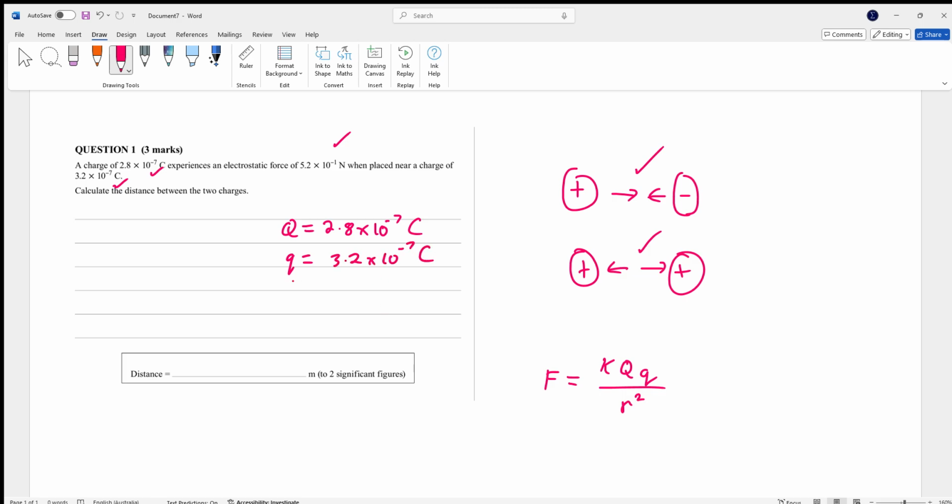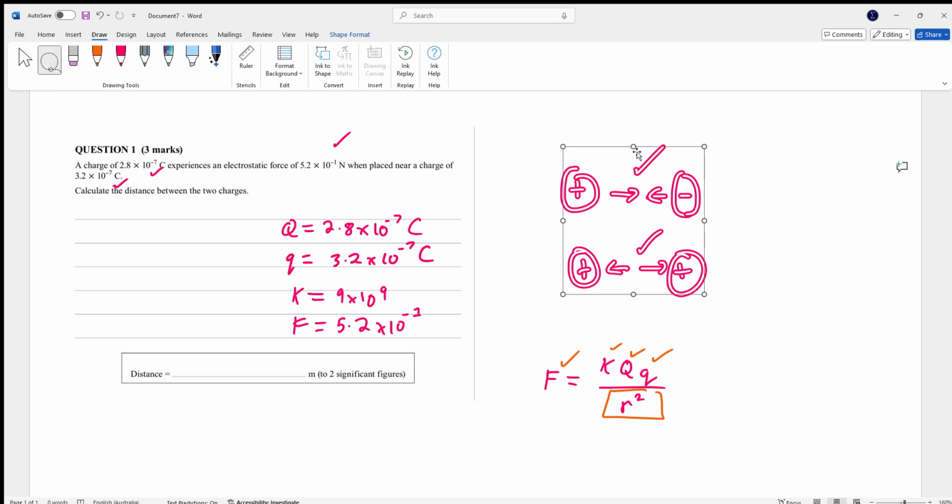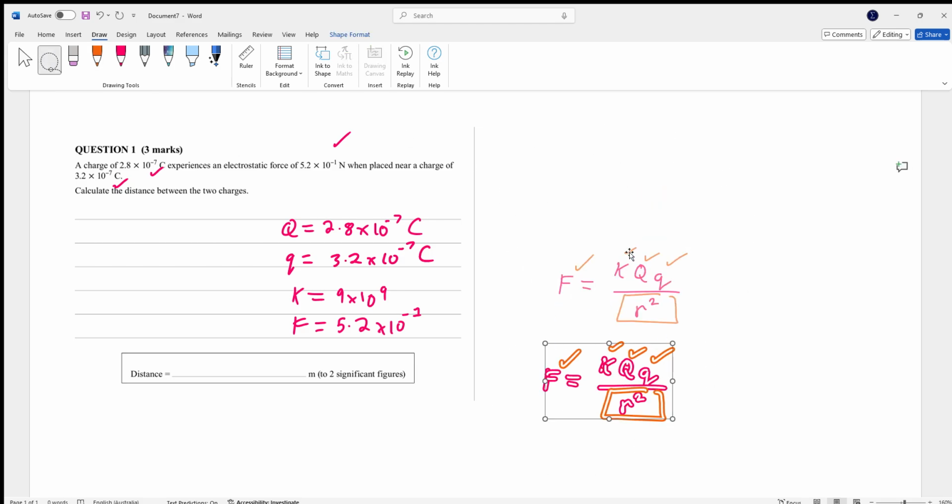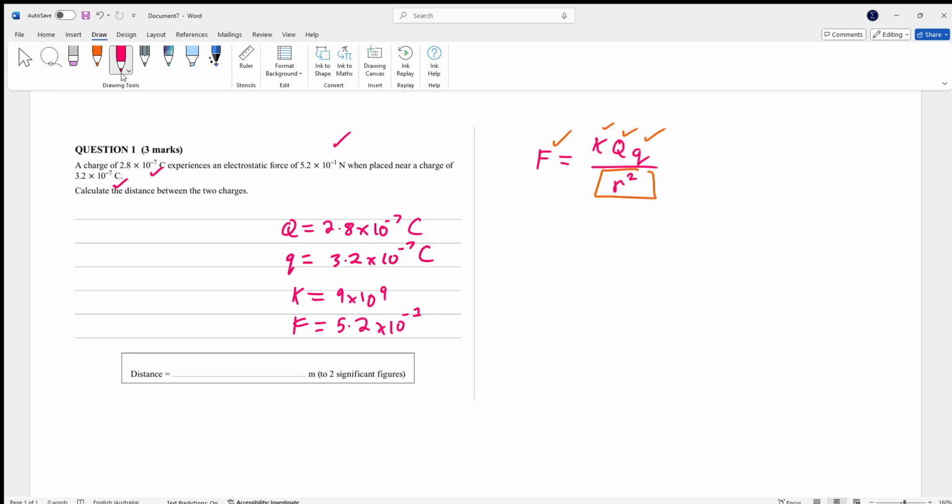You can look up Coulomb's constant in your data book as well. I believe it does get provided to you, which is 9 times 10 to the 9. In this question we've also been given the force, which is equal to 5.2 times 10 to the negative 1. So realistically, in this formula we have the force, the constant and both charges, and we are trying to find the distance. All we have to do is rearrange to get r as the subject. It's just an algebraic question, realizing what we have and what we don't have.